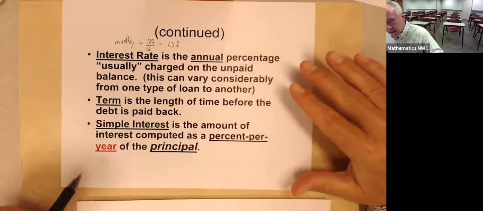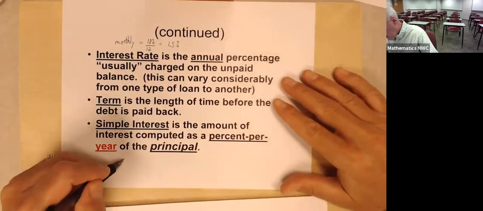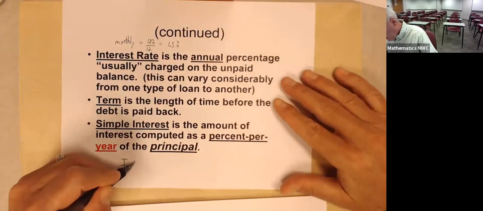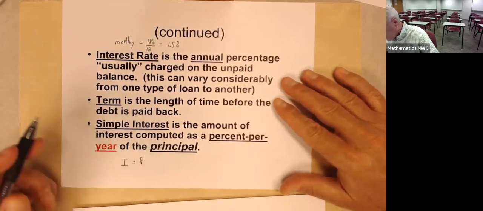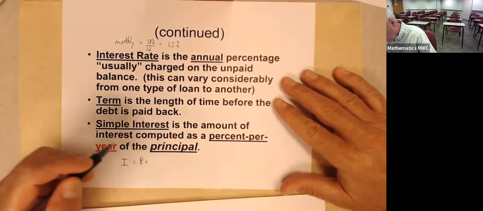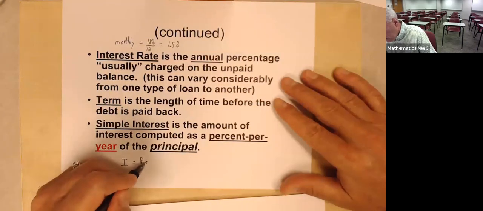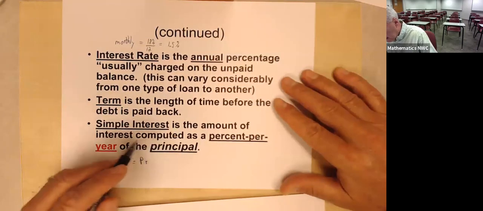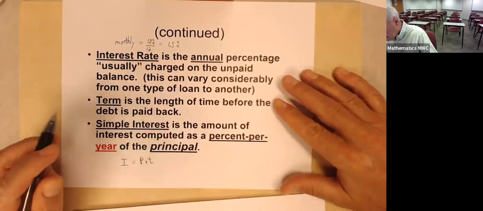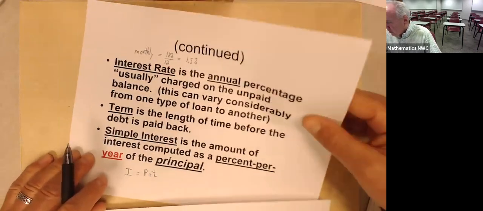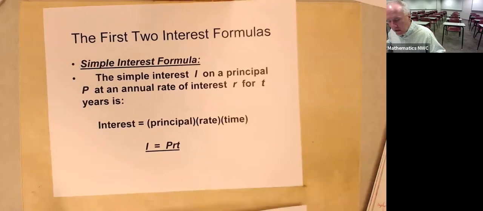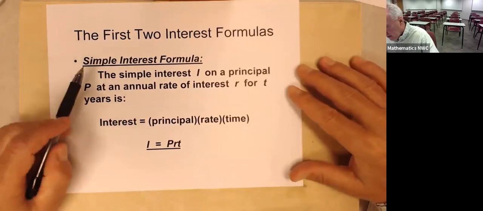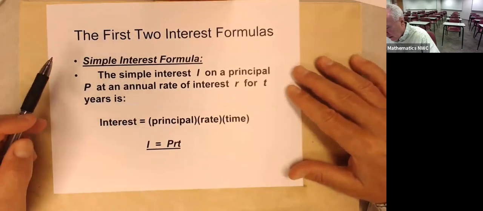By the way, this simple interest then would be my principal, P, multiplied times my interest rate, R, that's an annual rate, times the time, T. That's our formula for that. It would look like this, and you should copy this one down. Put down simple interest formula.